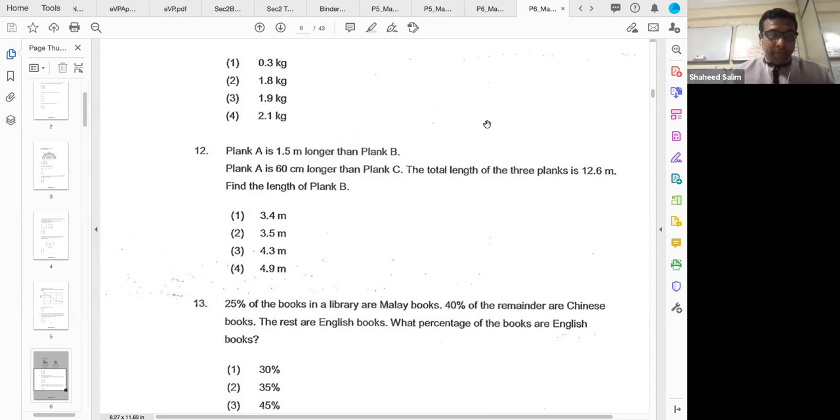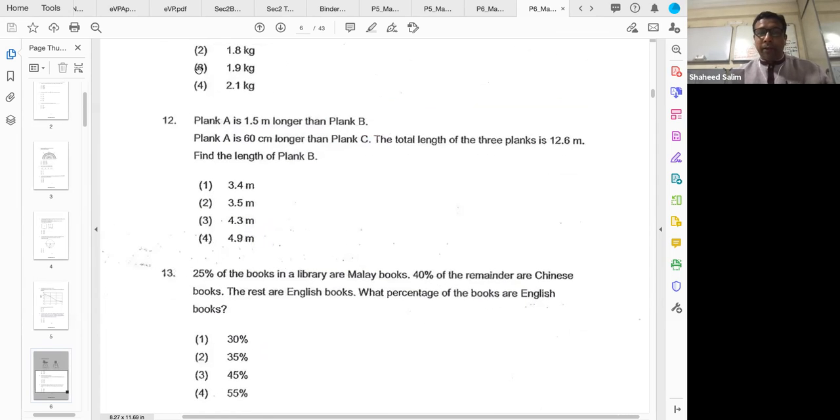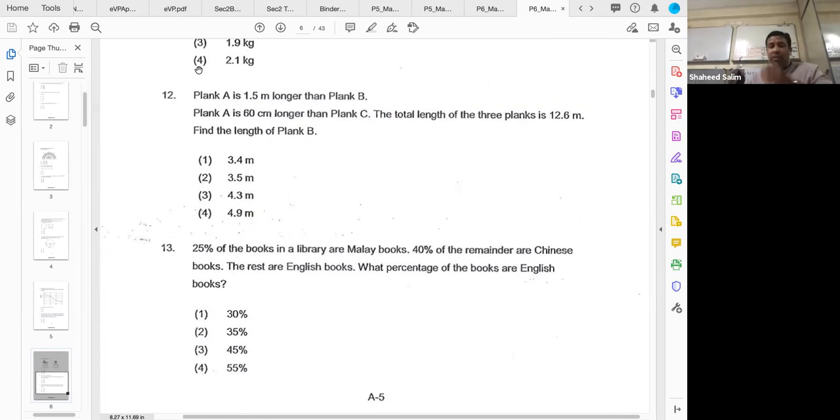You know what's planking? Okay, come. You try this one. Come on. Akil, come on. 1.5. You got to draw a model lah. It's safer for you to draw a model. Okay, you got to draw a model.